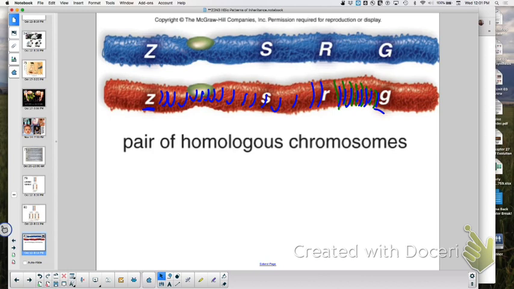Okay, the last bit. Number 3, crossing over is the only way that linkages are broken.